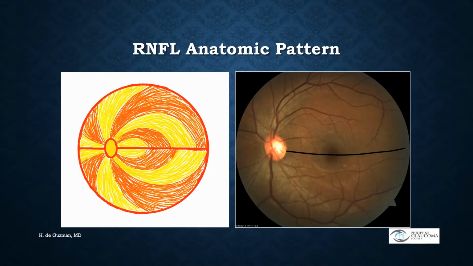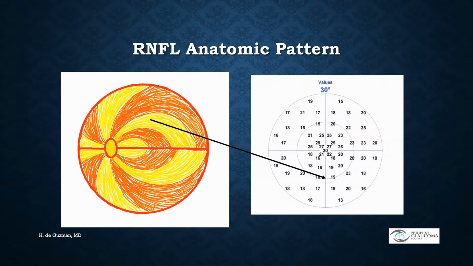So let's take a moment to appreciate the correspondence between the diagram and the actual RNFL. You see the black curved line, which more or less corresponds to the horizontal raphe. It's a curved line because we are looking at a curved object. The optics of the globe dictate that the superior retina is responsible for the inferior hemifield and vice versa.